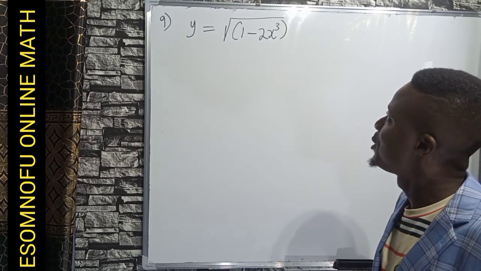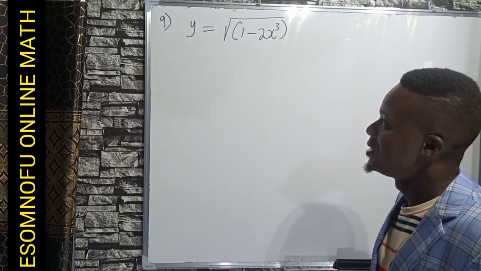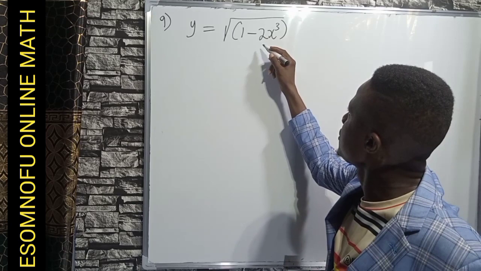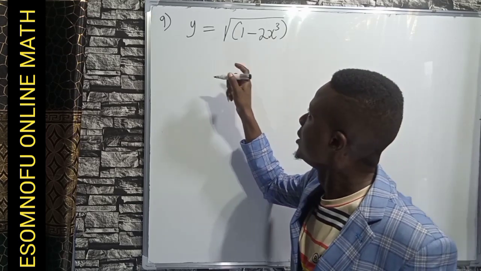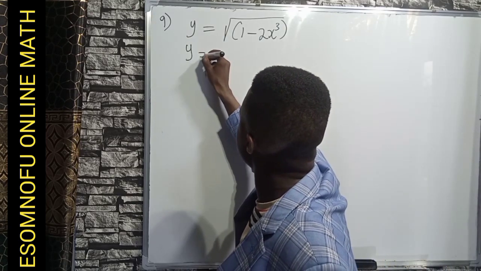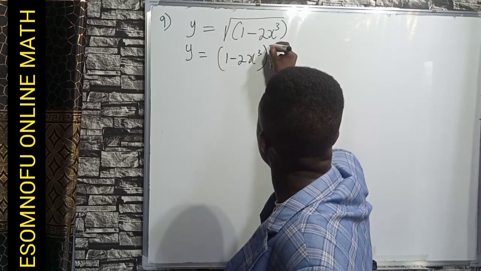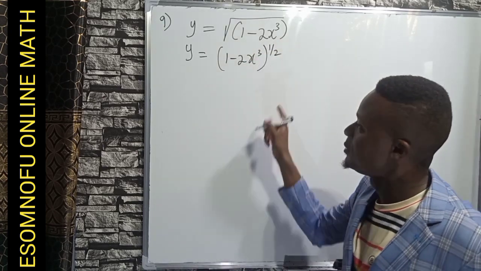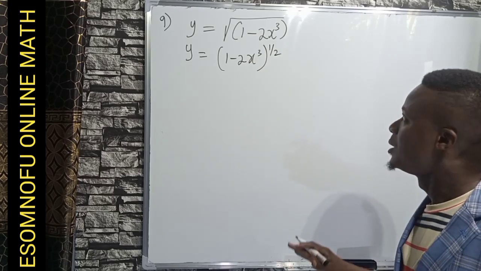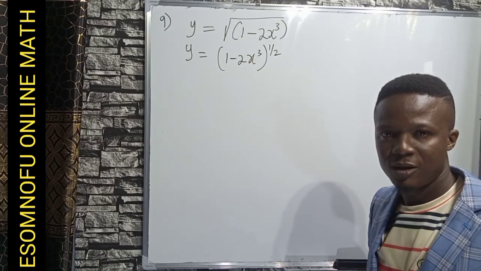So in the ninth question, we'll have y is equal to the square root of 1 minus 2x cubed. Now, all you have to know is that this is the same as 1 minus 2x to the power of 3, all to the power of half, because the square root of any number is equal to that number raised to the power of half from the laws of indices.